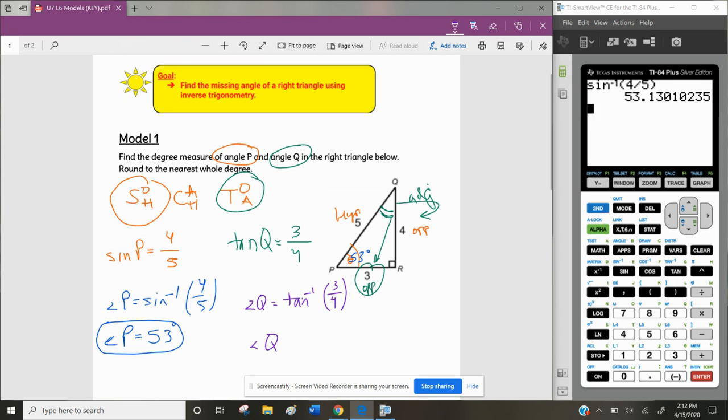And that's, again, something we put in our calculator. Second tan, 3/4, enter. We get approximately 37 degrees, which makes sense. Angle Q plus angle P should be 90.